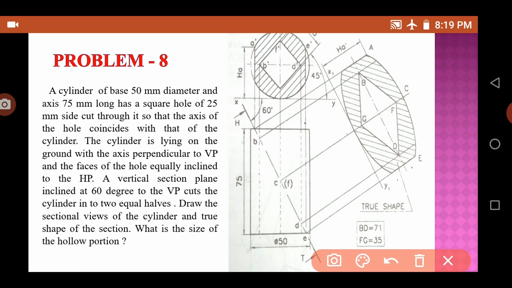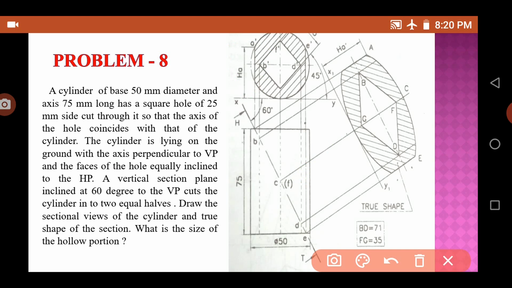Suppose here it is given that this side is removed. That means this portion is removed. Only you are seeing from here, this portion is removed. So that is why it gives us the dotted lines here, and this portion is still there. But you can take it also that way.